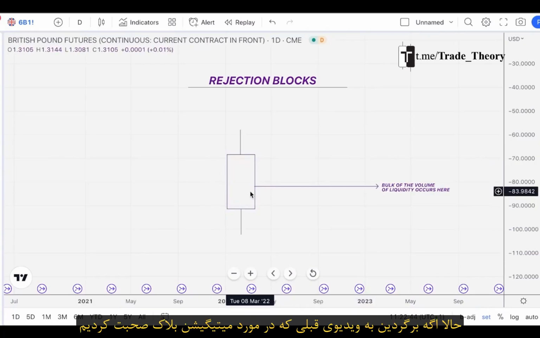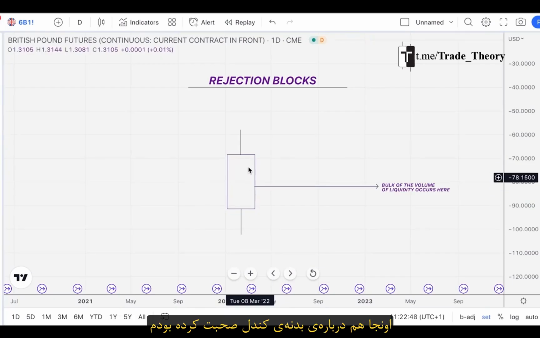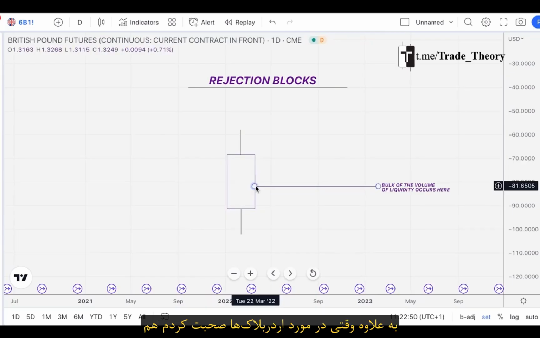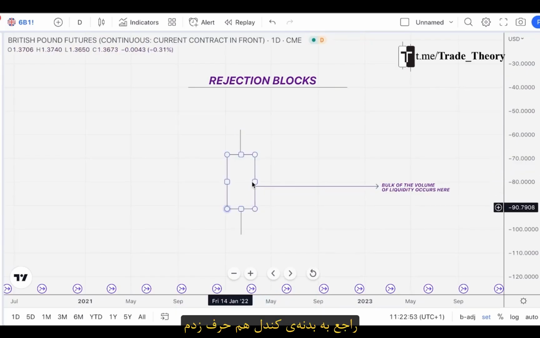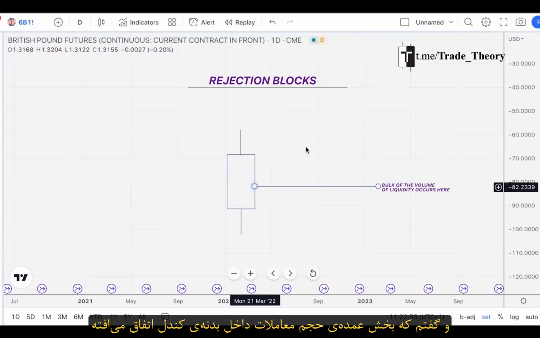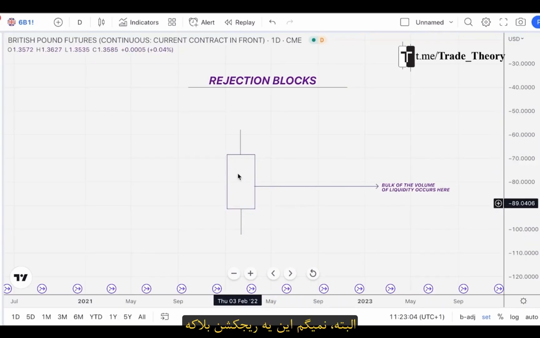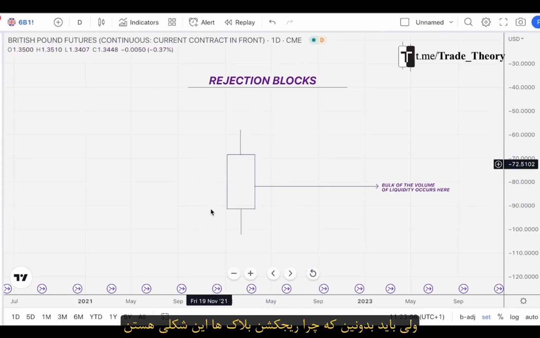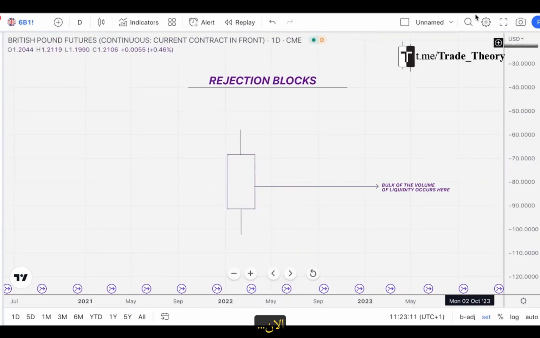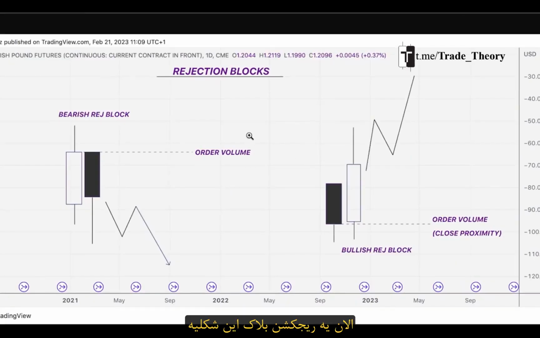Now if you went back to the previous video where I talked about the mitigation block, you will hear me talk about the body of the candle, and also when I talked about other blocks, I mentioned the bulk of volume being done inside the body of a candle. That's the same thing with a rejection block. Now I'm not saying this is a rejection block, but you need to understand why rejection blocks are the way they are. Going into this is what a rejection block looks like.